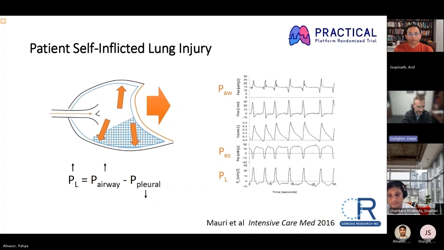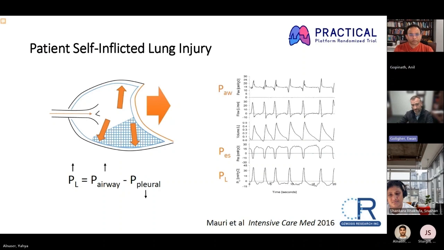Traditionally, we've really only paid attention to what the ventilator is doing to the lung, but we think increasingly that it's important to pay attention to what the patient is doing to the lung as well. And so we want to measure the pressure being applied to the lung by the patient. You remember that the overarching goal here in this trial of limiting driving pressure is to limit the stress applied to the lung. So when we think about driving pressure, we're not only thinking about the pressure from the ventilator, we're also thinking about the pressure from the patient.